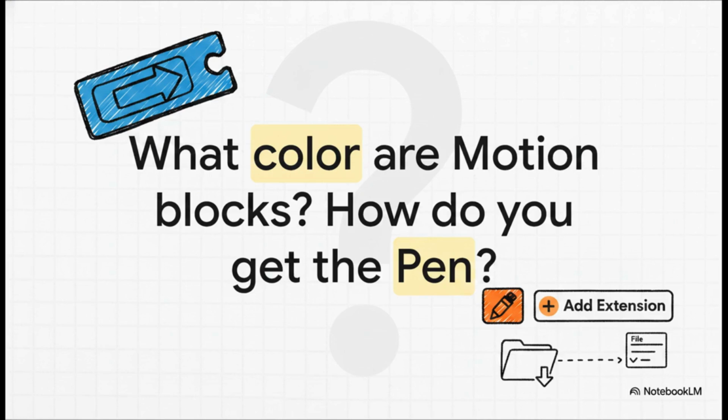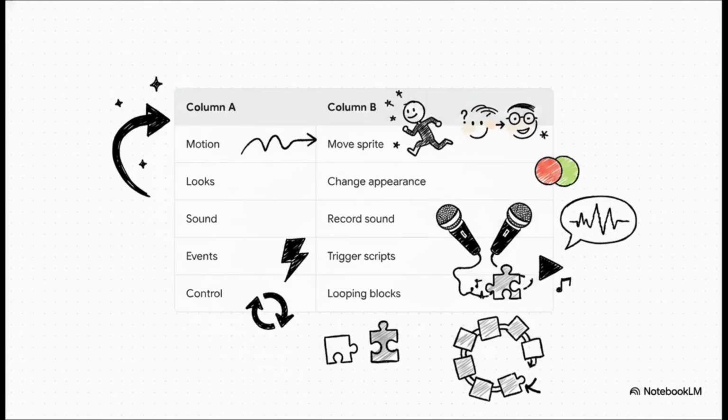And finally, question 5. To save your project, where do you go? Just like in almost any other computer program, you head right over to D, the File menu. Next up, the matching section. Let's connect the block categories with their core functions.